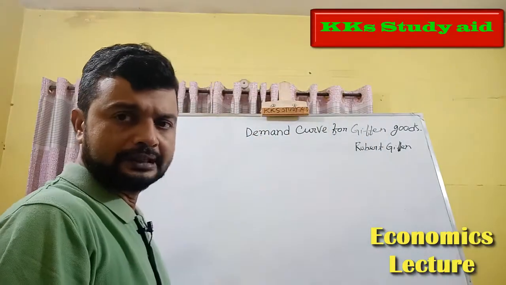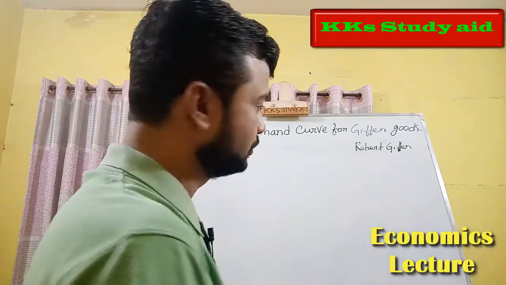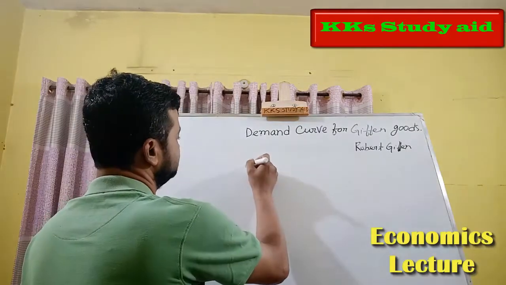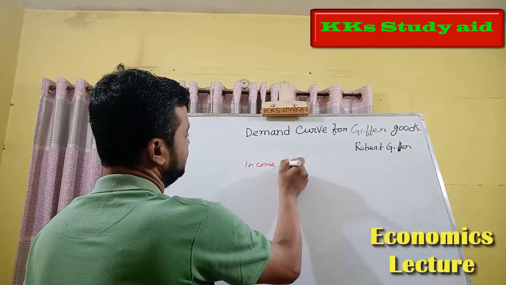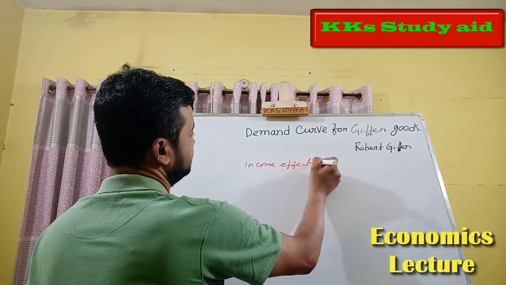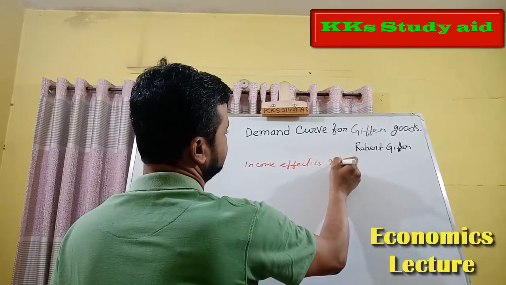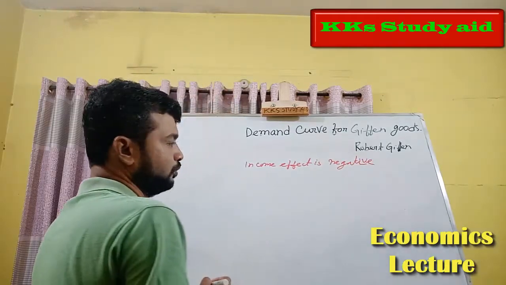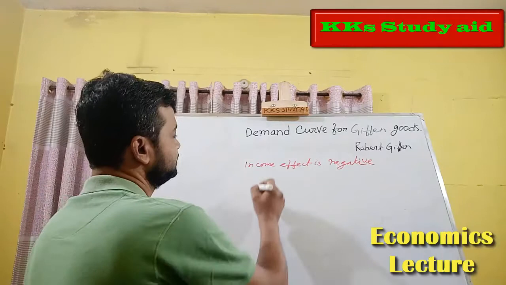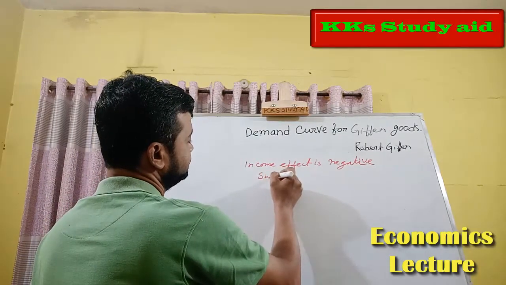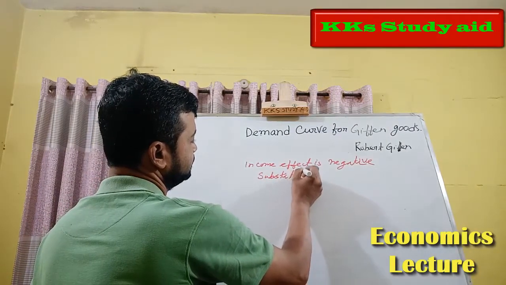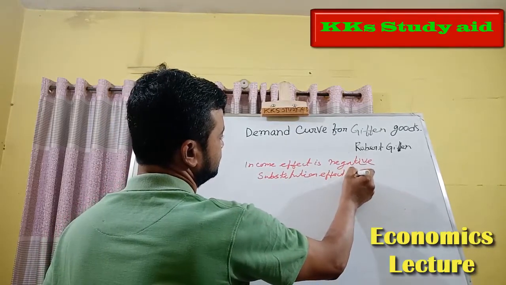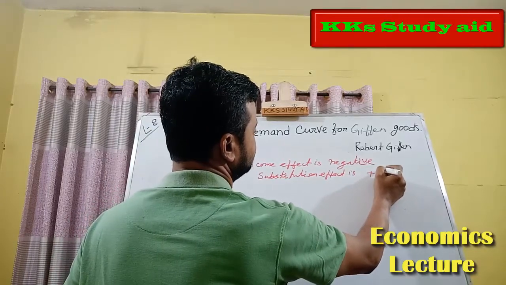As Giffen Goods are inferior goods, highly inferior goods, the income effect is negative here. Income effect is negative. What about the substitution effect? Substitution effect is positive.